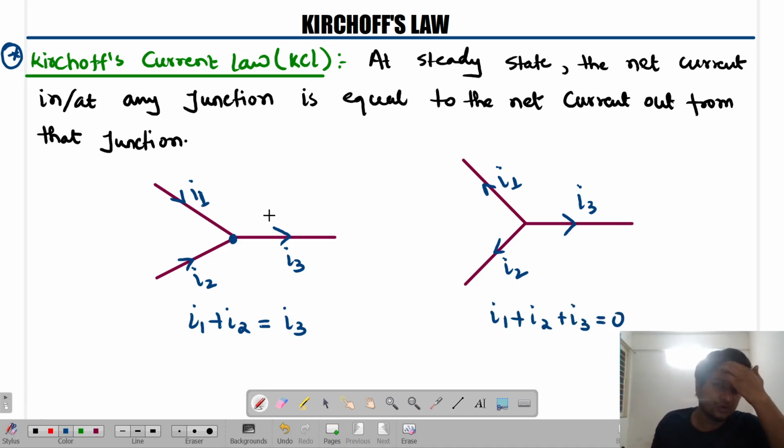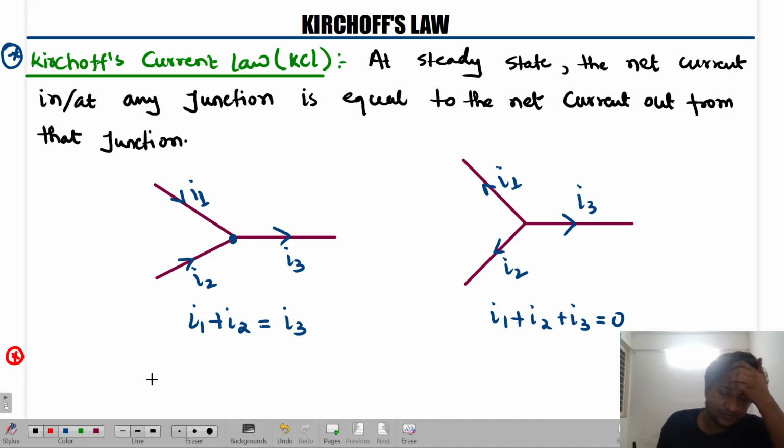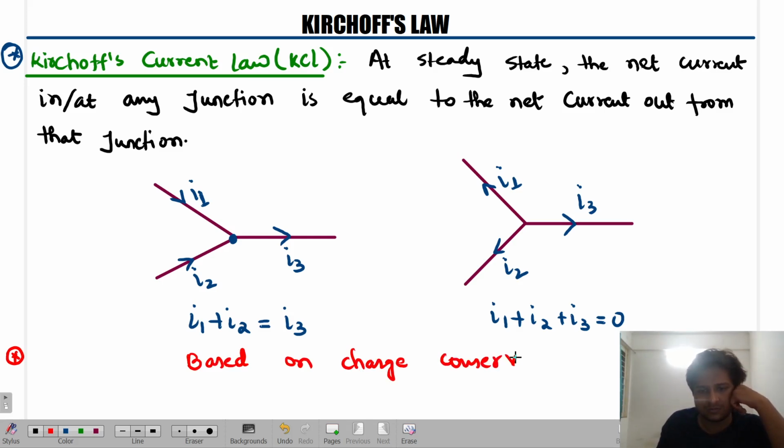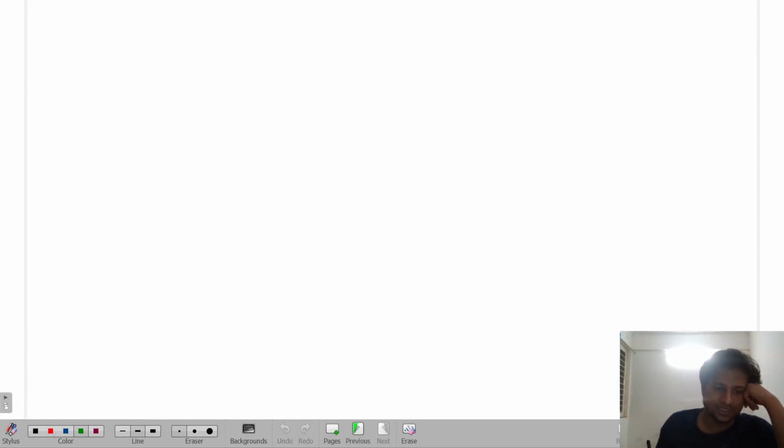Now on what principle is this based? Basically, this must be based on some kind of principle. How is it possible that the net current coming is equal to the net outgoing? That means it is related with charges. We know that charges can neither be created nor destroyed. So however many charges come, that many charges will go. So basically this is based on charge conservation. Is that clear?